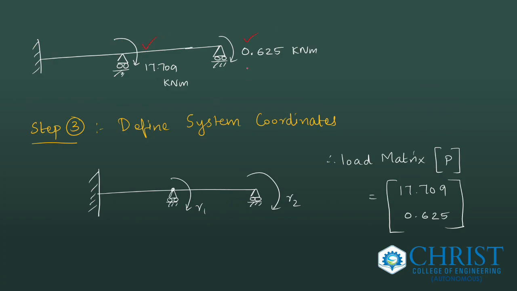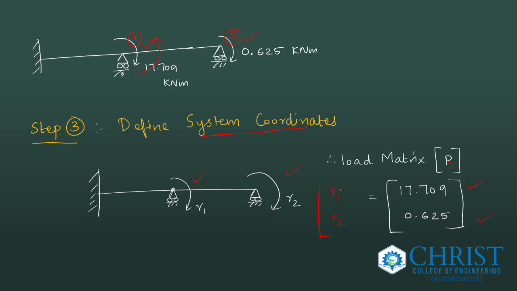So these are the two loads acting in the structure. So what will be our system coordinate? The point at which or the direction at which the load is acting is our system coordinate. First system coordinate will be this one and second system coordinate will be this one. That is two moments. Okay, we name it as R1 and R2 in clockwise direction. So while defining system coordinates, we can always give it in clockwise direction. And if this one is anti-clockwise, we can change this side. Here both are in clockwise. So I'll write the load matrix, R matrix, as 17.709 and 0.625 representing the two load positions.